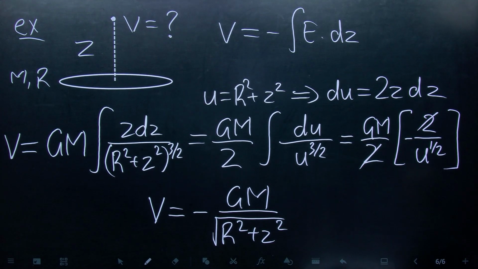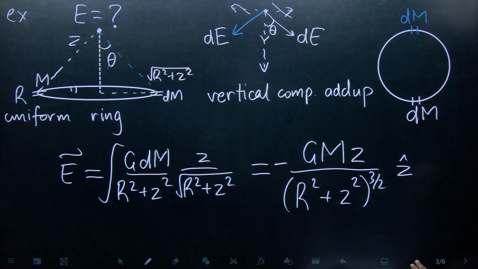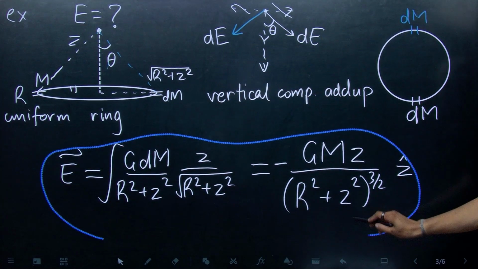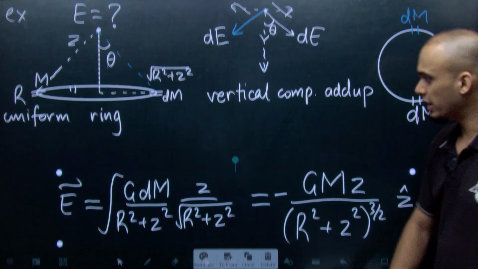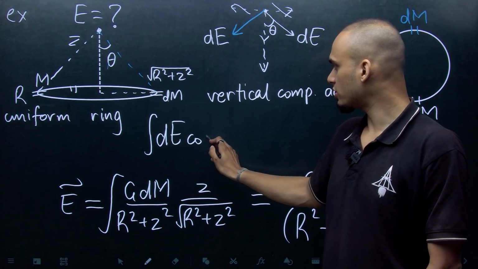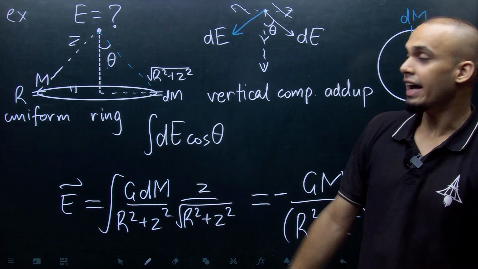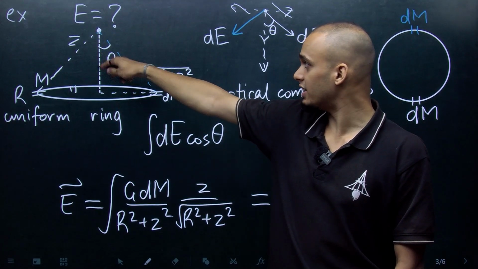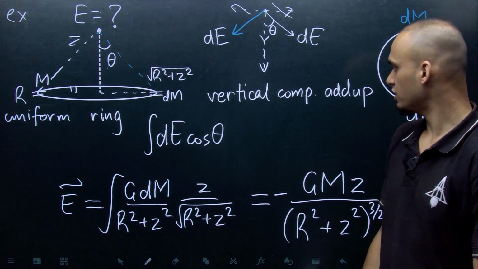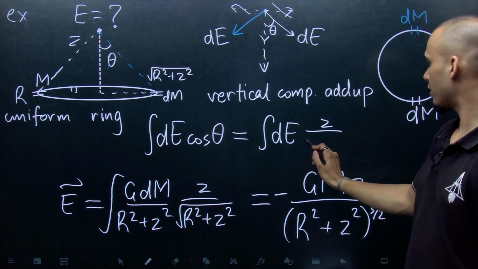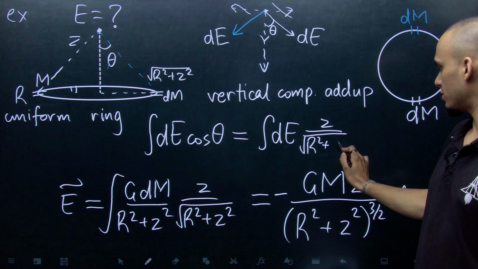Can you explain how in the ring the 2 dE cos theta integral, the integral is not 2 dE cos theta over here. It is not 2 dE cos theta. Since we are adding up the vertical components only, the integral is simply dE cos theta, which is the required electric field. And since this is a triangle, this is the angle theta, cos theta is the adjacent side z upon the hypotenuse, right? So the integral of dE into z upon the square root of r square plus z square.